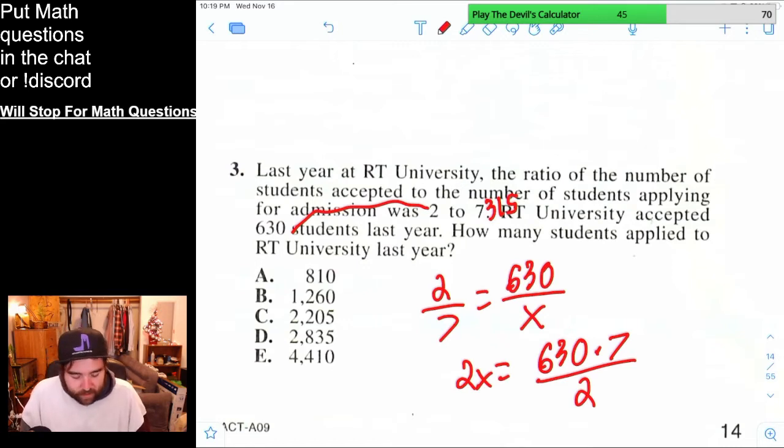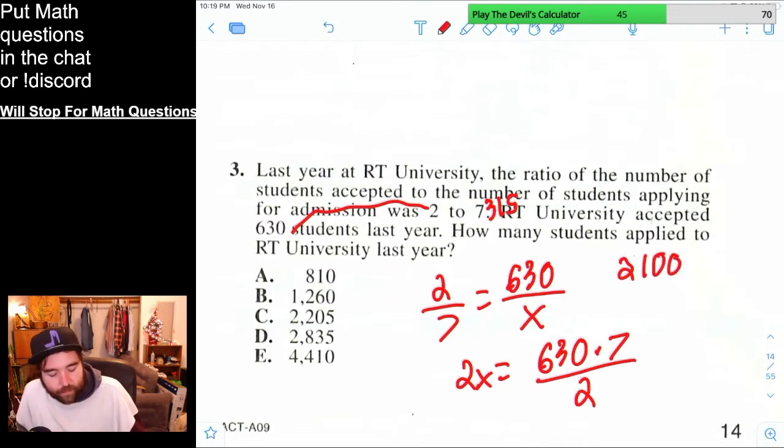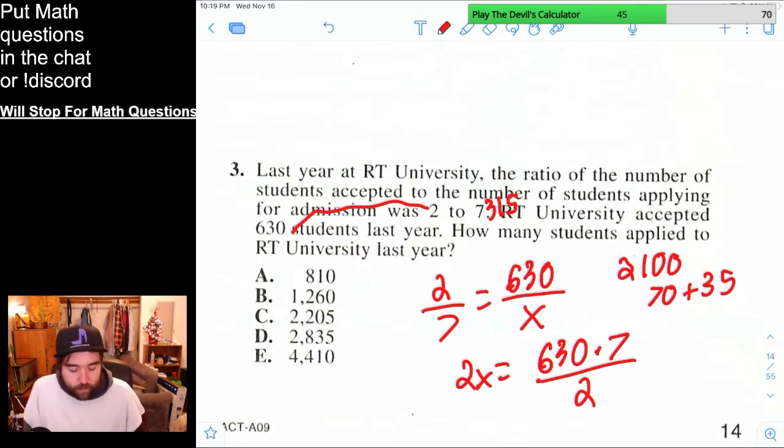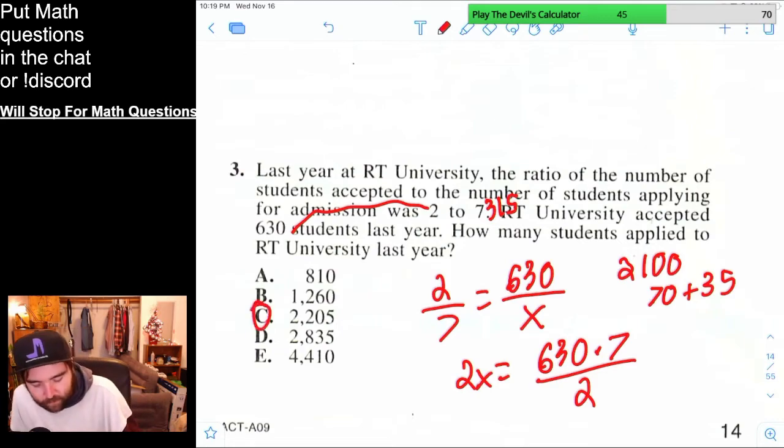And this is a calculator test, but I just don't like using the calculator, so I'd rather do it in my head, which is easy enough, because 300 times 7 is 2100, and then 15 times 7 is 10 times 7, plus 5 times 7. So it should be 2205, which is C.